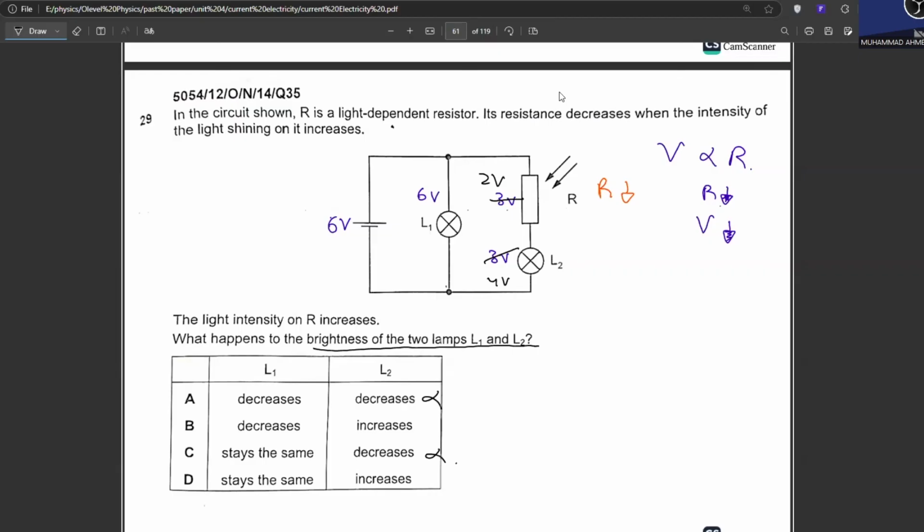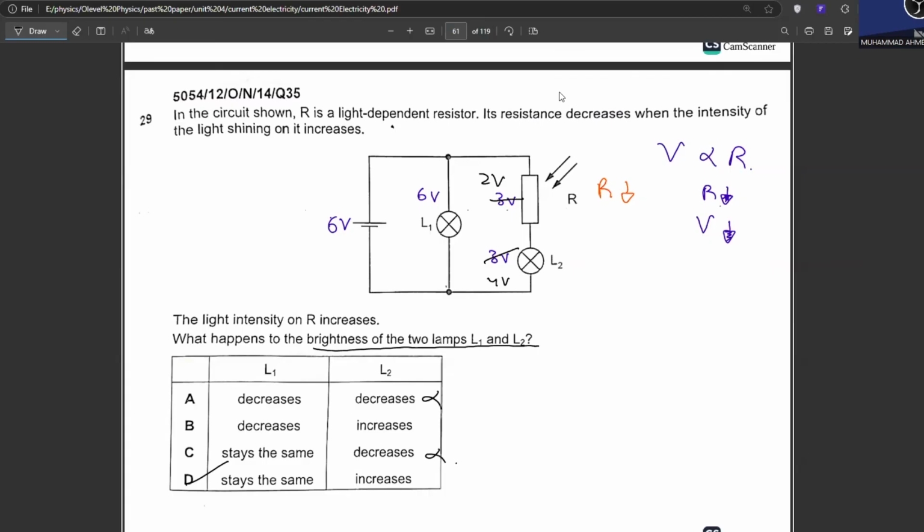After this entire process, does anything happen to L1? L1 is still receiving the same 6 volts that it was initially receiving. The voltage of L1 remains unchanged. It neither increases nor decreases. So the brightness of L1 stays the same. D is your answer. Let's further move ahead.